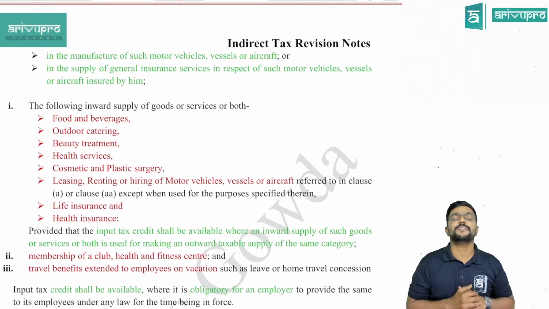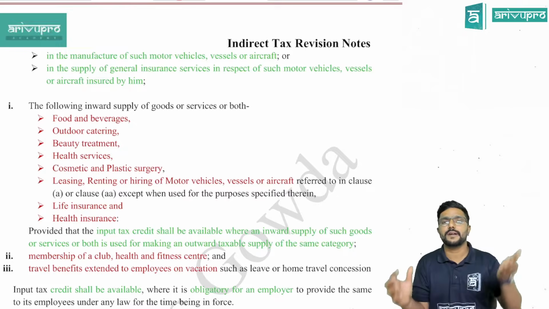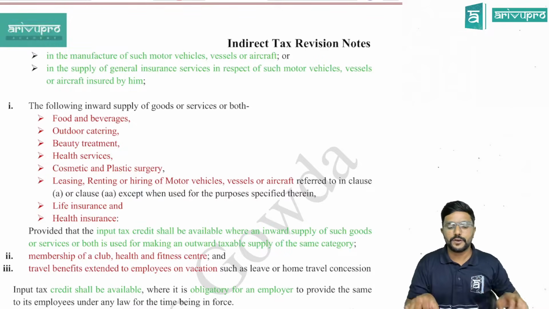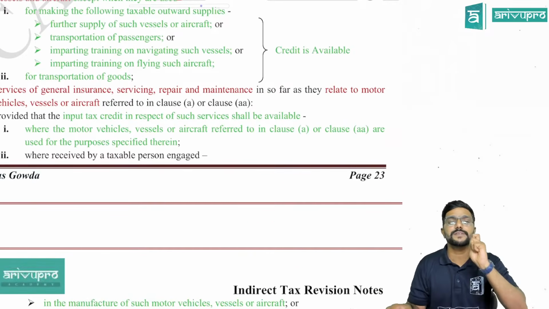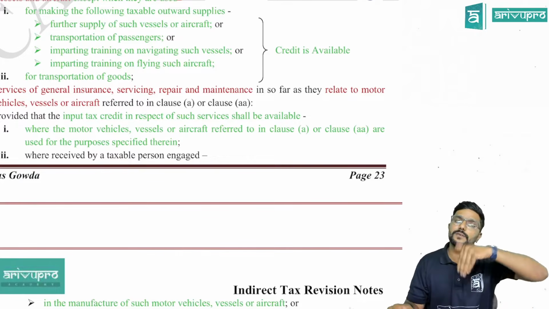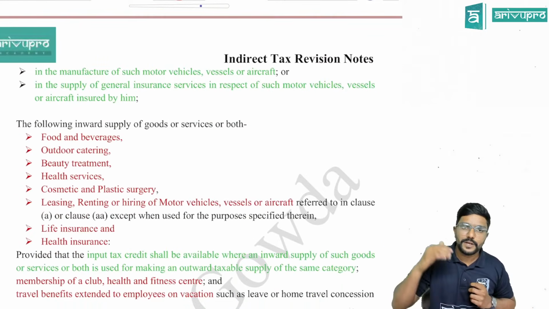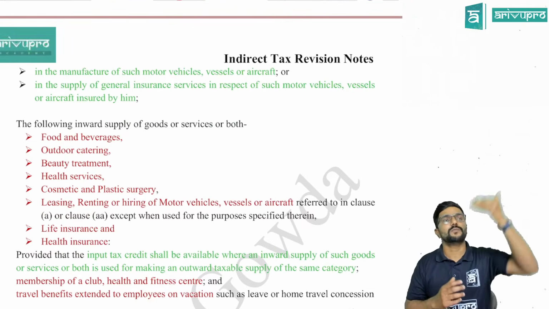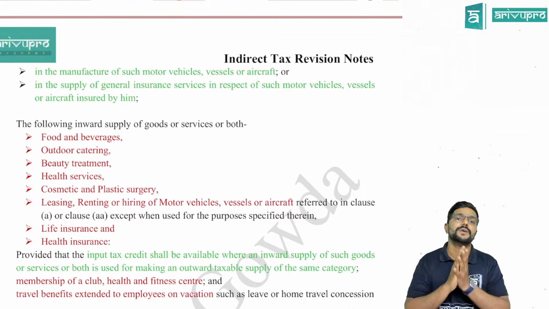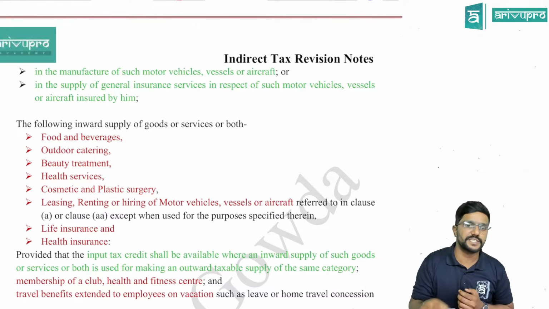That is, if you are a manufacturer of motor vehicle, vessels or aircraft, any input service you take in the following nature, that is general insurance, servicing, repair and maintenance, whatever GST you have paid on it, you can claim the credit. Then if you are in the further supply of insurance, then whatever inward supply you have taken also, you can claim the credit provided you have paid GST on it.